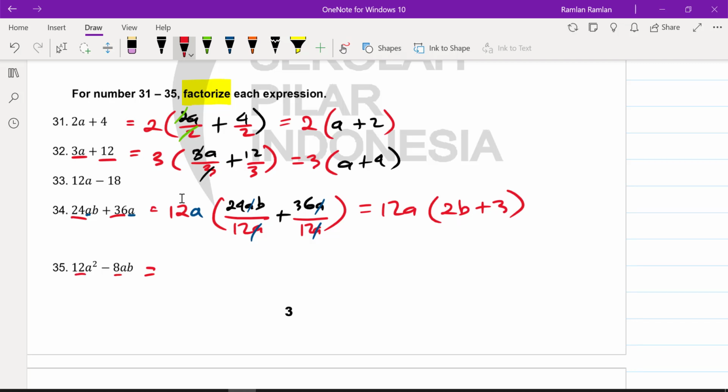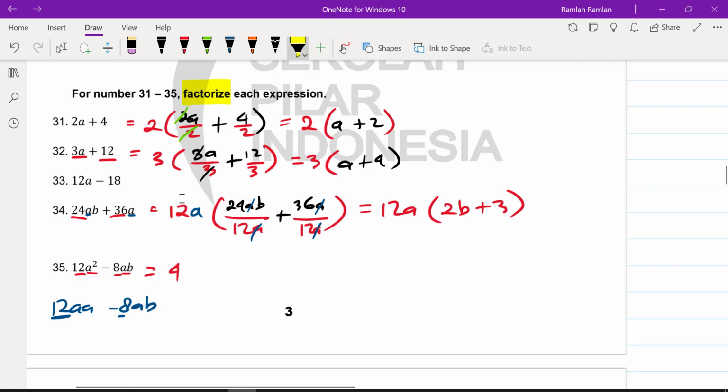Focus on the 12 and 8. So the highest common factor of those two numbers is 4, so pull out the 4. But in here we have a squared and a. So notice that 12a squared can be written as 12aa, right? So you have found the highest common factor of 12 and 8, which is 4.